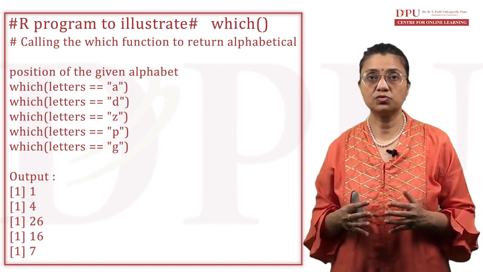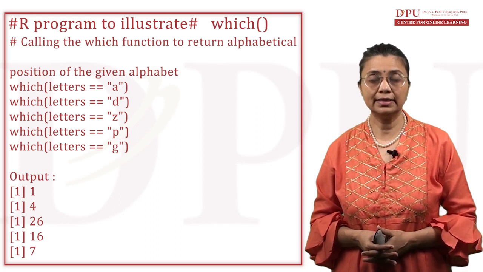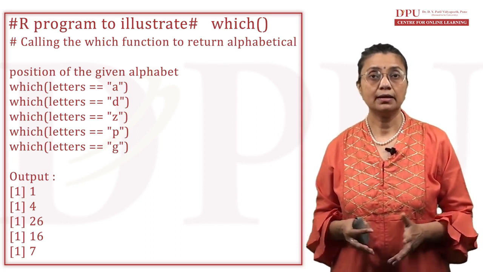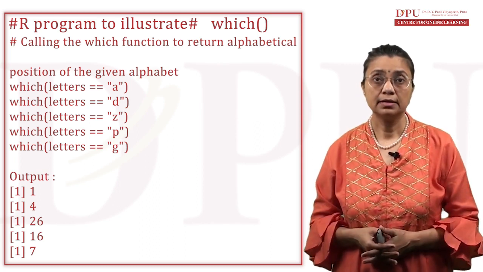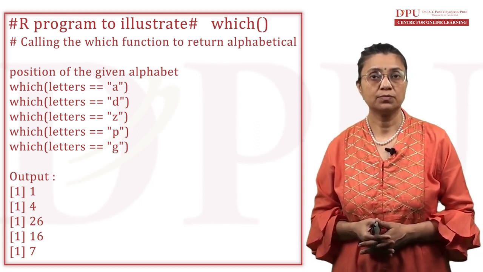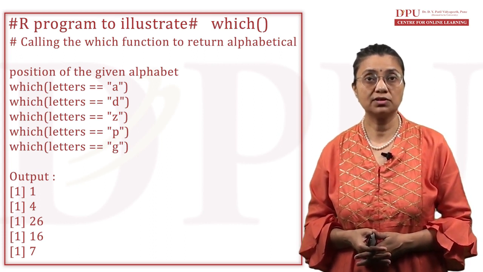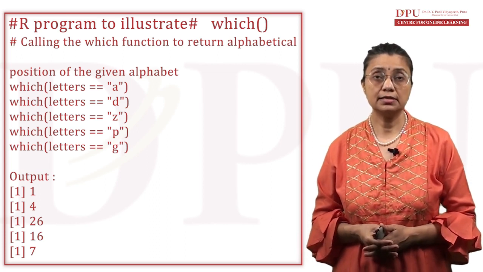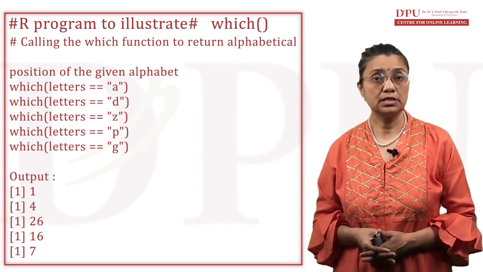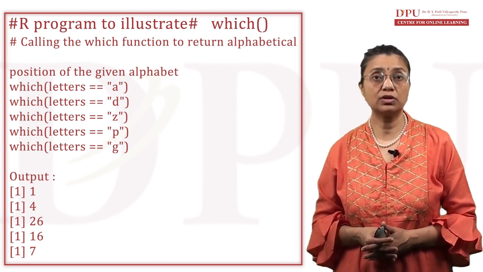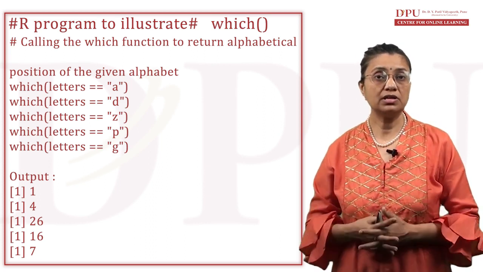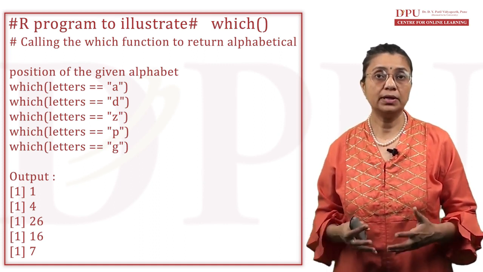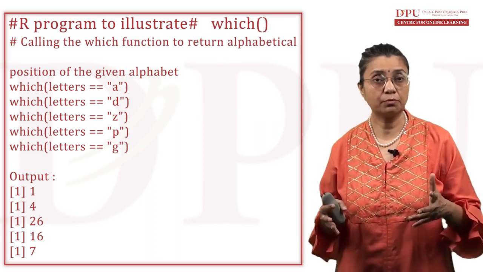Here we have used the which function. Within brackets we are writing letters equal to A, letters equal to D, letters equal to Z, letters equal to P, and letters equal to G. You can see the output that we are getting is the position of the letters. For A we get 1, for D we get 4, for Z we get 26, for P we get 16 and for G we get the position 7.